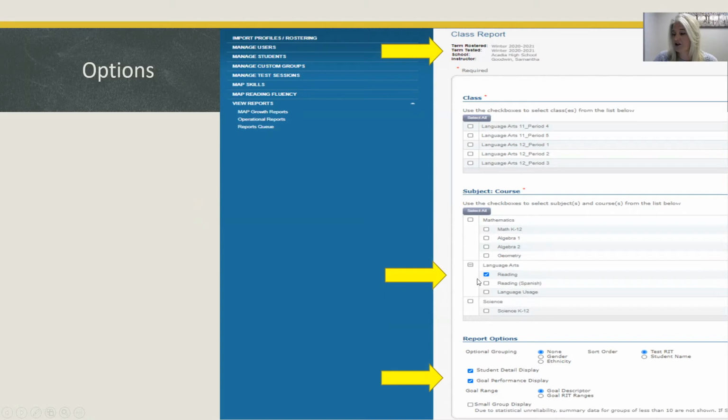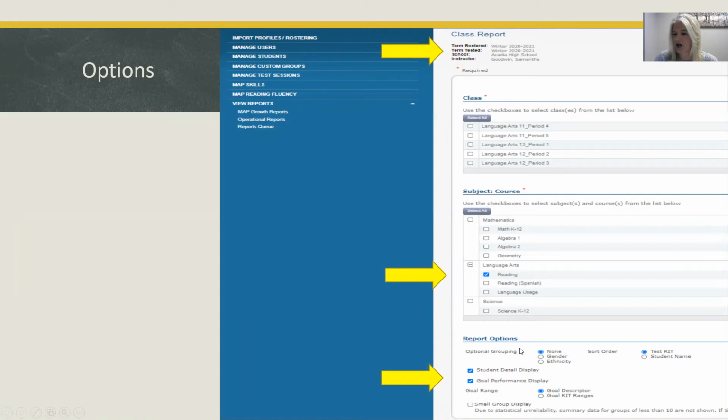I'm only going to look at reading today. You may want to look at something other than reading. You may want to look at language usage. You may want to look at science. You may want to go into math. I'm going to go into reading. I think that this is very helpful information for all teachers of that student to know their reading.